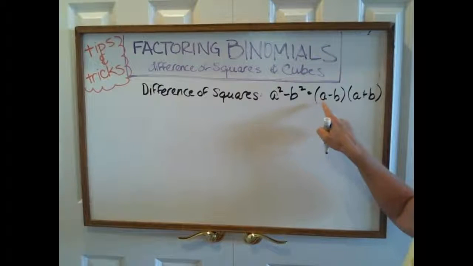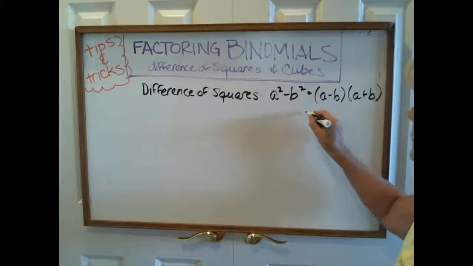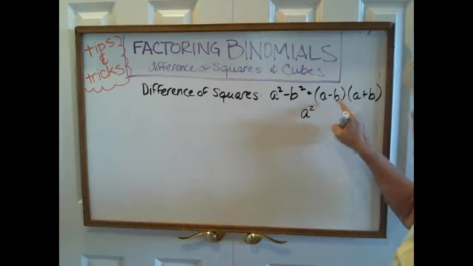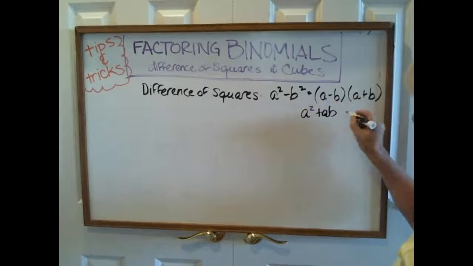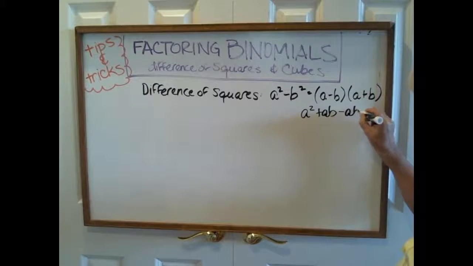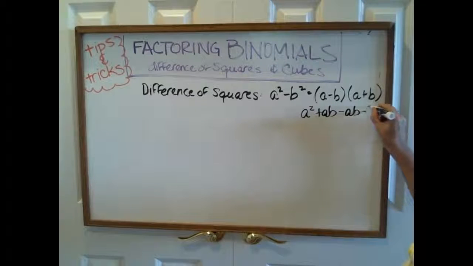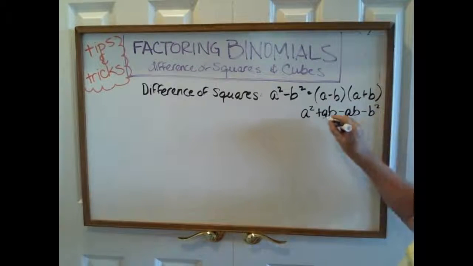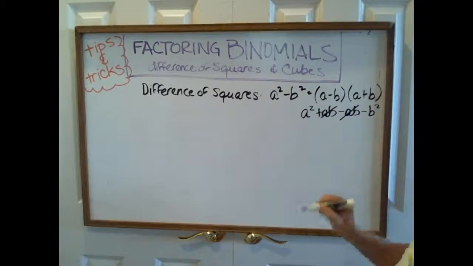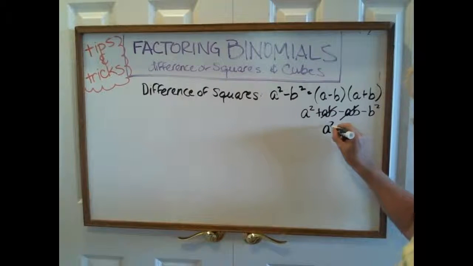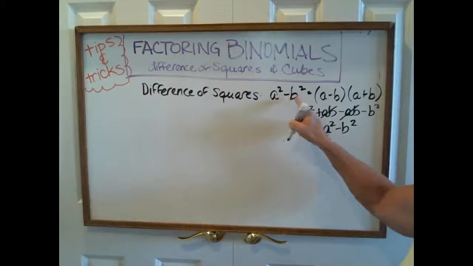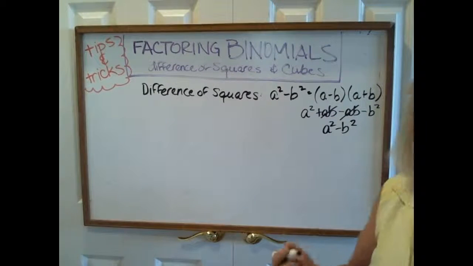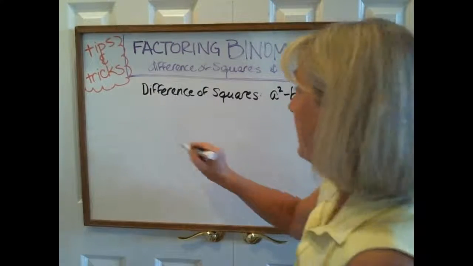So if we go FOILing, a times a is a squared, then a times b is plus ab. Negative b times a is minus ab, and then the last would be minus b squared. So the plus ab and the minus ab cancel out, and we just get left with a squared minus b squared. So that's why it factors to that. So let's try an example of how to do this.